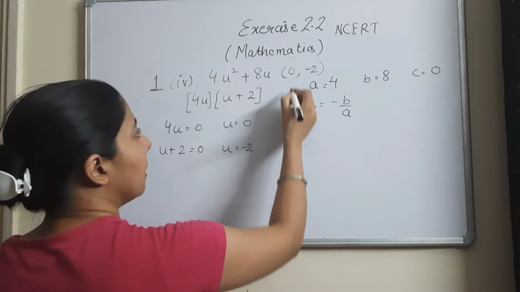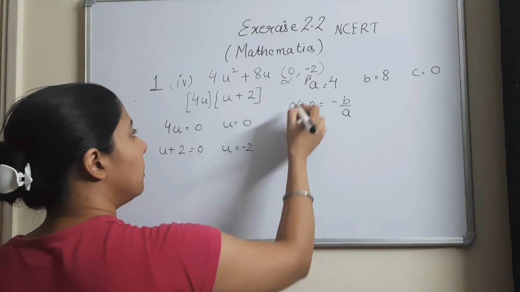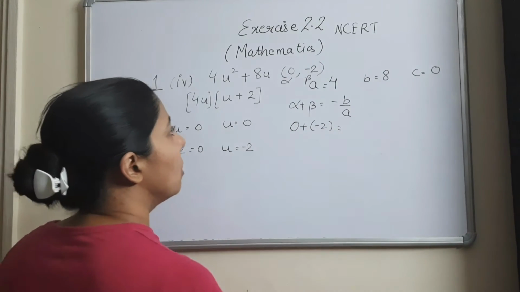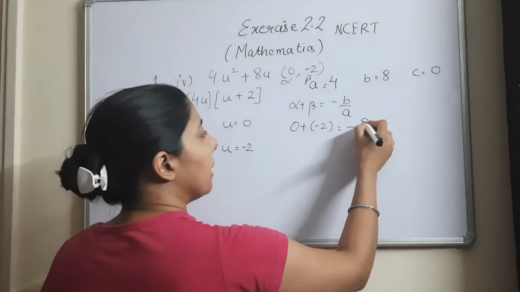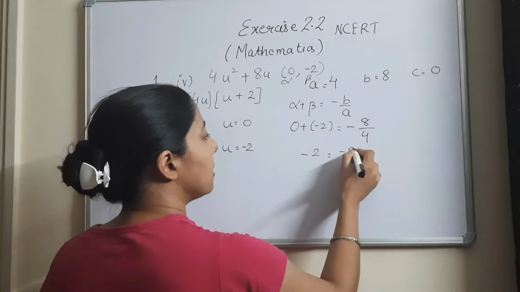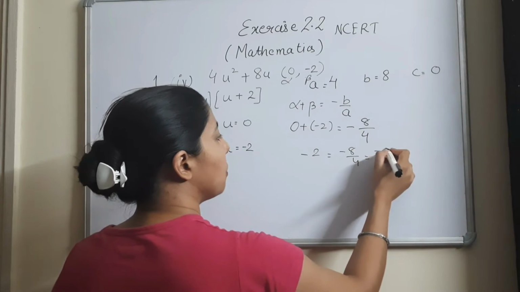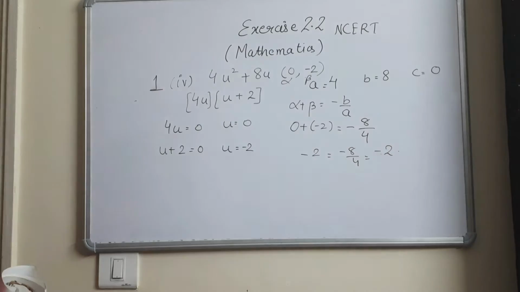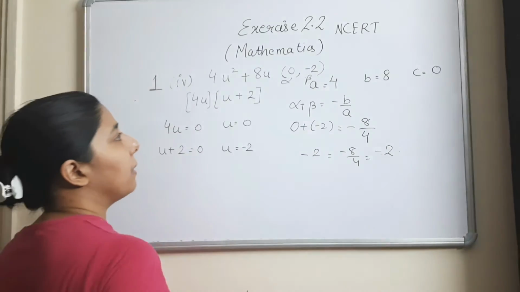What is alpha? Suppose this is alpha and this is beta. Alpha is 0 plus minus 2 is equal to minus, what is B? 8. What is A? 4. So this is minus 2 is equal to minus 8 by 4, that is equal to minus 2. So both the sides are equal. Minus 2 is equal to minus 2. So the result is verified here.